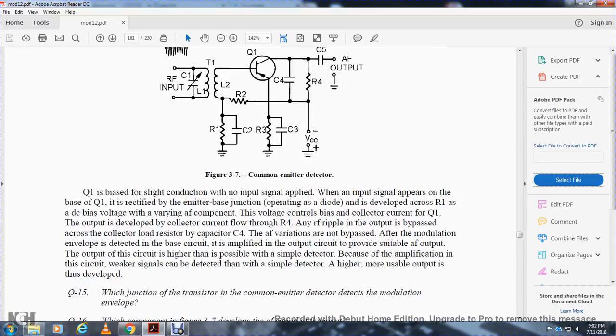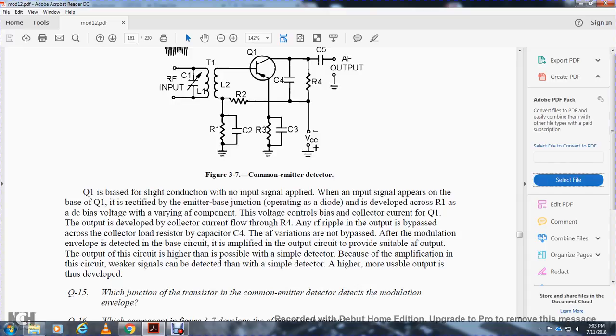At the transistor 1 base, the input signal causes slight conduction. The input signal appearing at the base of the transistor is rectified by the emitter base junction, and the operating point develops an AC and DC voltage across resistor 1. The DC bias voltage varies with the component of the voltage that controls the bias of the collector current of transistor 1. The output is developed as the collector current flows through resistor 4, and the radio frequency amplified output is bypassed by capacitor 4, the collector load resistor.